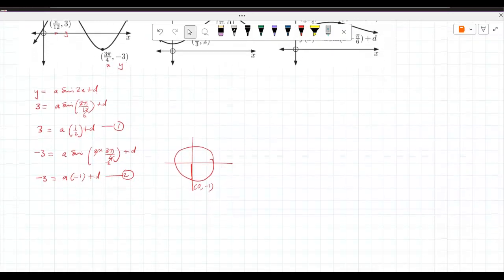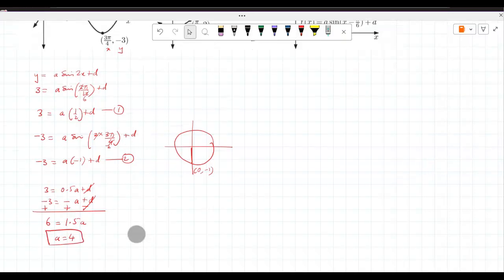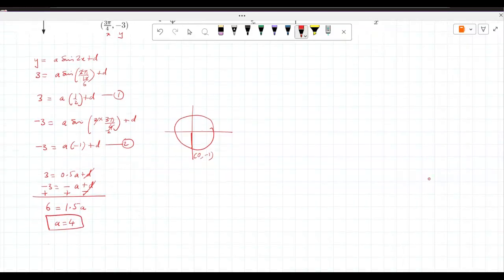Solve these simultaneously. So your 3 is equal to 0.5A plus D. That's equation 1. And minus 3 is equal to minus A plus D. That's equation 2. Change the sign, and D and D cancel off. So 3 plus 3 is 6, which is equal to 1.5A. A is equal to 4. Then you substitute this in equation 2. So minus 4 plus D, so D is equal to 1.